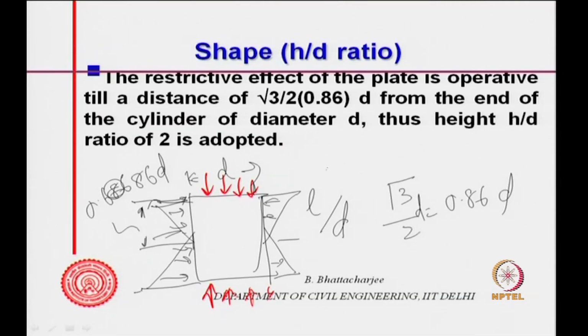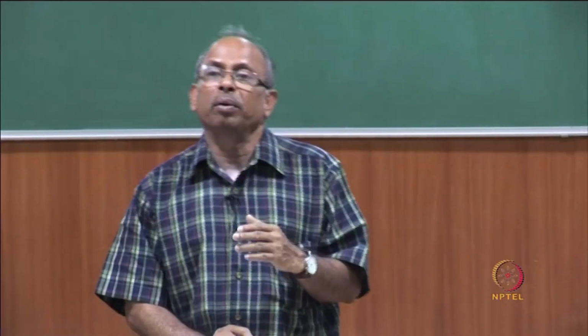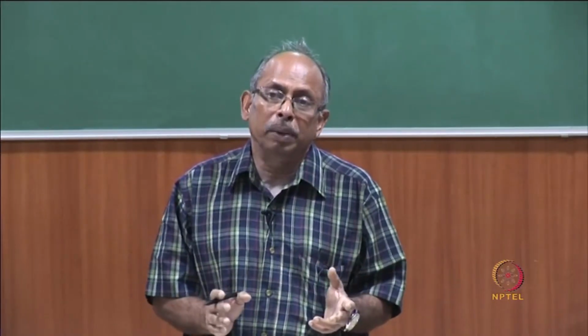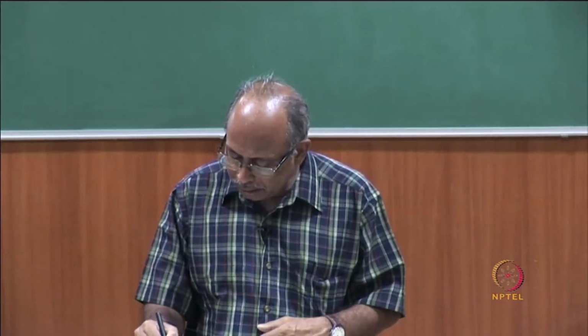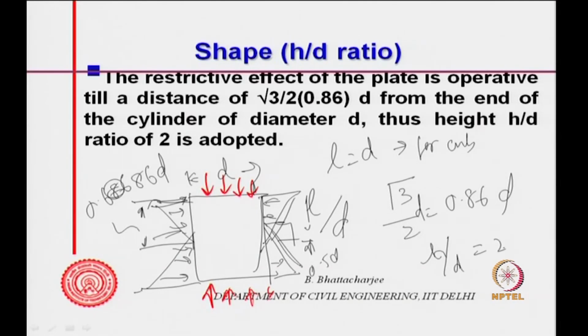So, you have L equals to d, which is the case for a cube. Actually there is an overlap of the platen effect, because this is 0.5 d and this side 0.5 d, so it goes up to 0.86 d. So practically the restraining effect of the plates works over the whole of the specimen. But if you have a cylinder with h by d equals to 2, in that case what is happening?